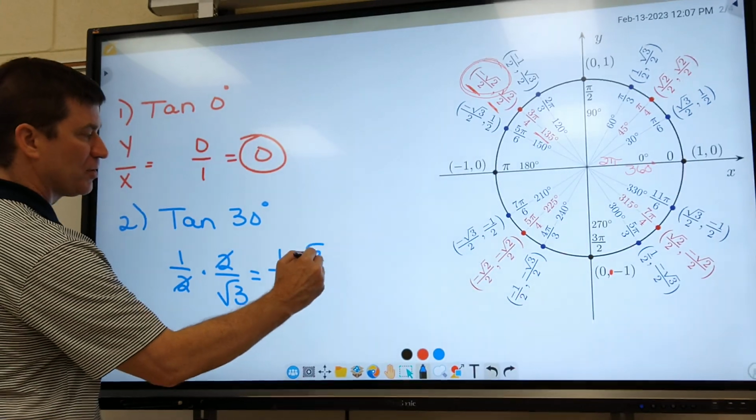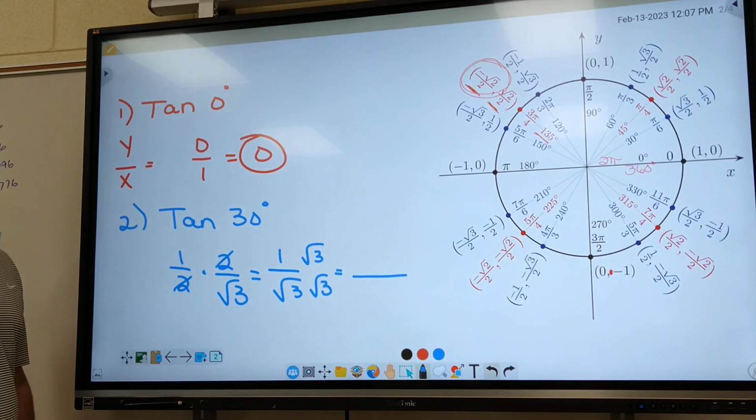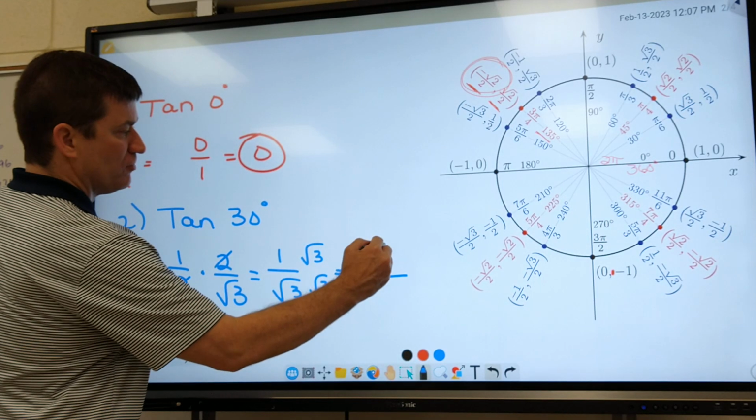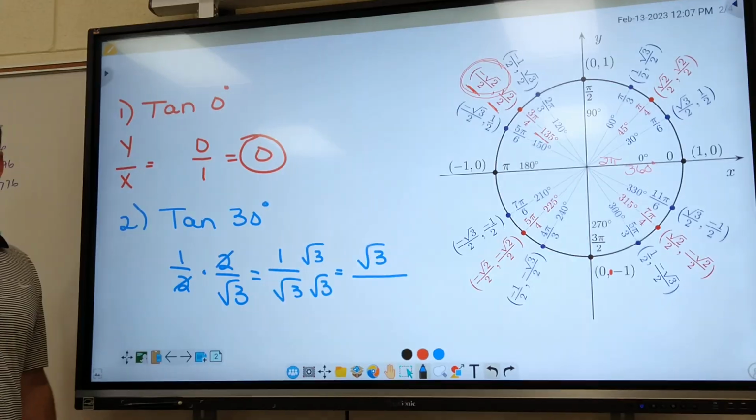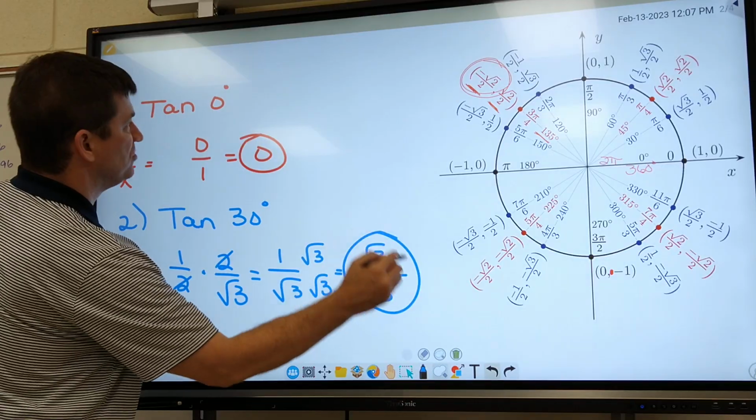Whatever's on the bottom, you multiply on both sides. So what will we have on the top? Root 3. What will you have on the bottom? 3. Just a 3. That will be your answer on number 2.